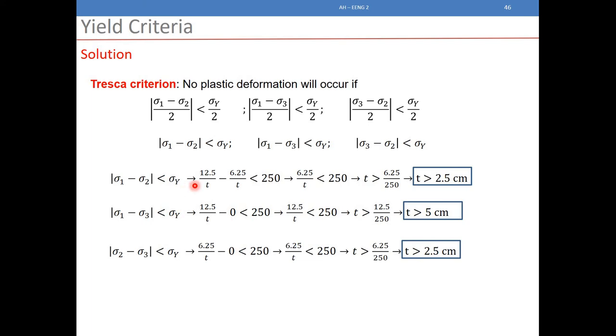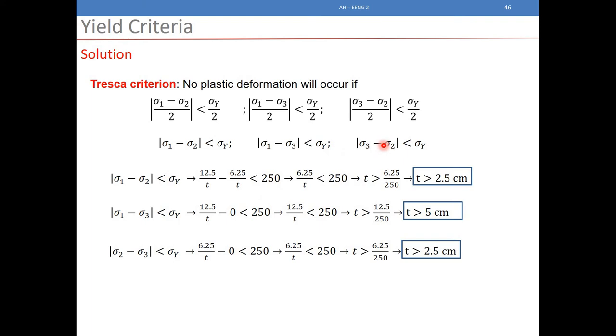Also, if we do sigma 2 minus sigma 3, or sigma 3 minus sigma 2, because we are using the absolute value, it should be less than 250. This one should always be positive, because the 250 is a property of the material, so it's always positive.